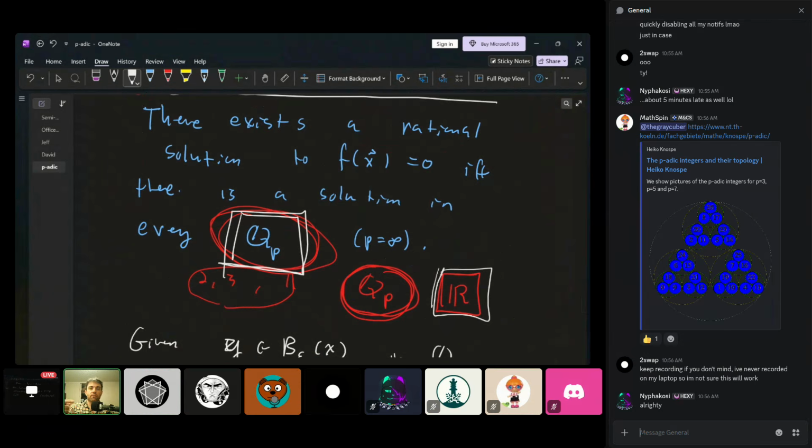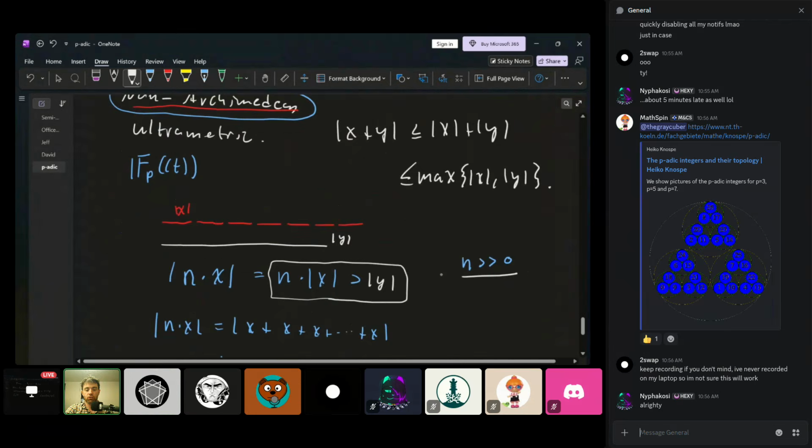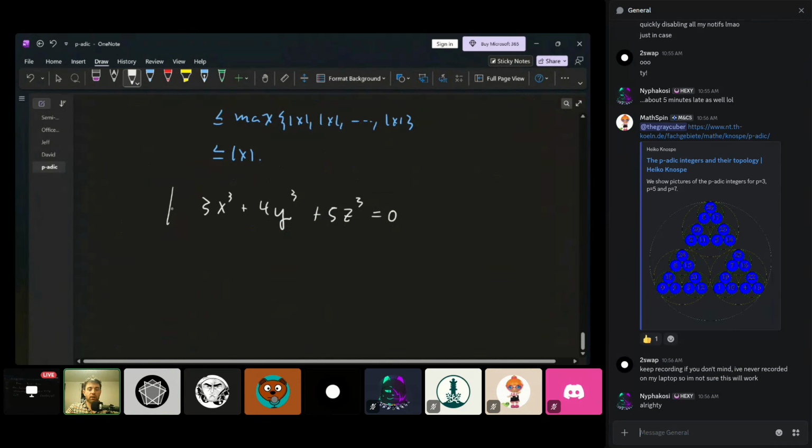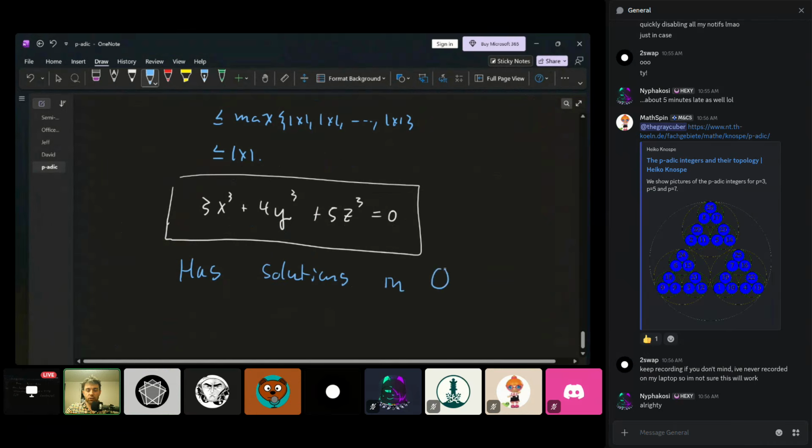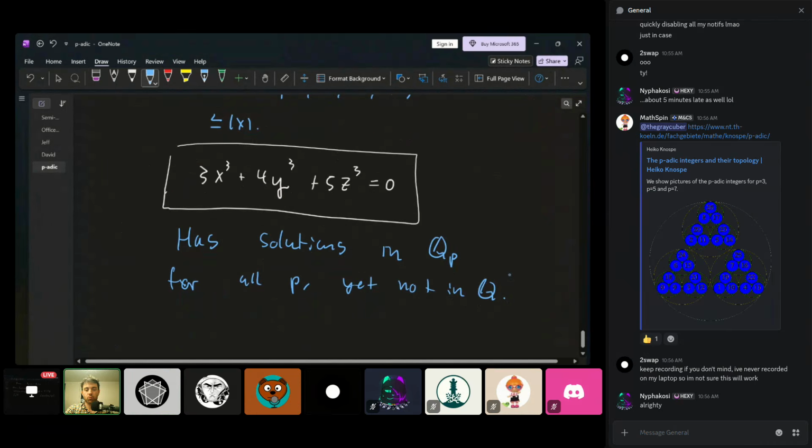The more significant thing is going the other way. If you knew you had a solution in all of these fields, then this guarantees you can glue that together into a solution over the rationals. However, there's this very famous counterexample by Selmer. Notice this is not a quadratic form, but it turns out that this curve, or surface, I guess I should call it, has solutions in Q_p for all p, yet no rational solutions. So sadly, it's a counterexample to it working in general.